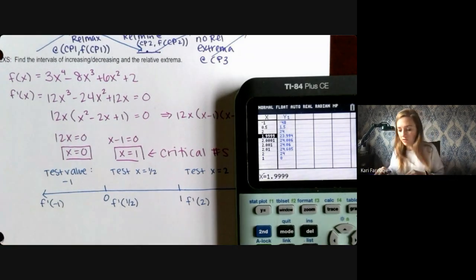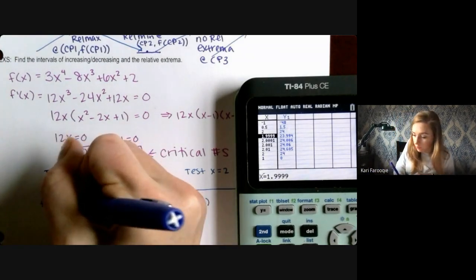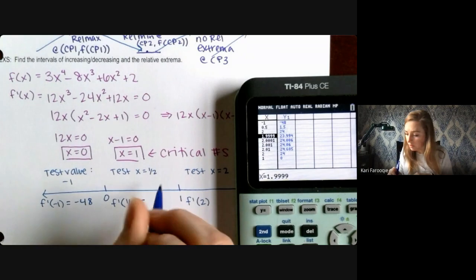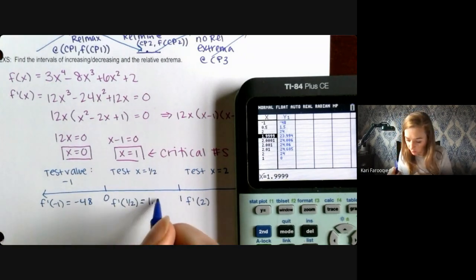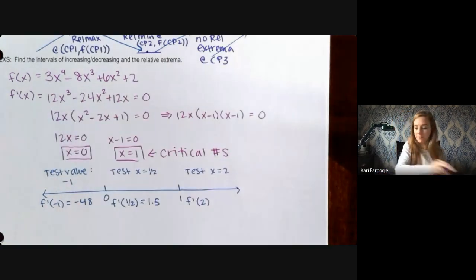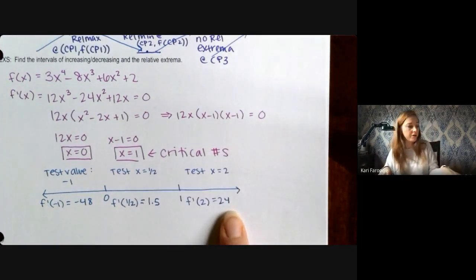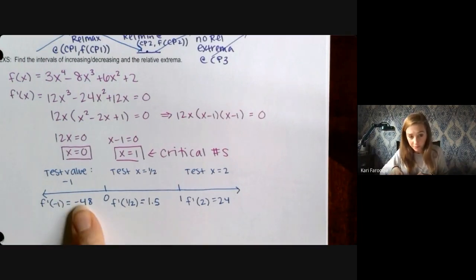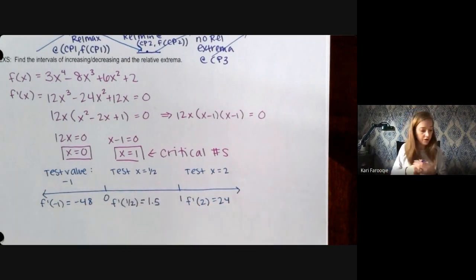Now, when I look at these values in my table, f prime of -1 is -48. f prime of 1/2 is 1.5. And f prime of 2 is 24. I don't care about what actual numbers you have here. The thing we're looking for is the sign of the derivative. The derivative is a slope. If the derivative is negative, that means the slope is negative. Because your first derivative was negative on the first interval, we know that your function must be decreasing on that interval.